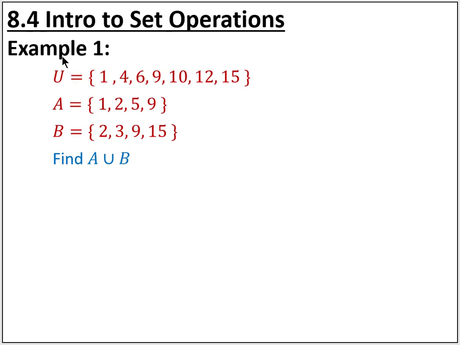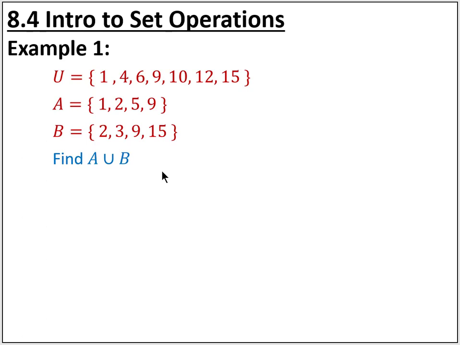Here in the given problem, the first letter you see, that's U, that's a universal set. In a universal set, it contains elements of 1, 4, 6, 9, 10, 12, and 15. So these are the number elements in set U. Now the next set is called set A. Set A has numbers or elements of 1, 2, 5, 9. Then the next set is set B. Set B has elements of 2, 3, 9, and 15. Again, it's 2, 3, 9, and 15.